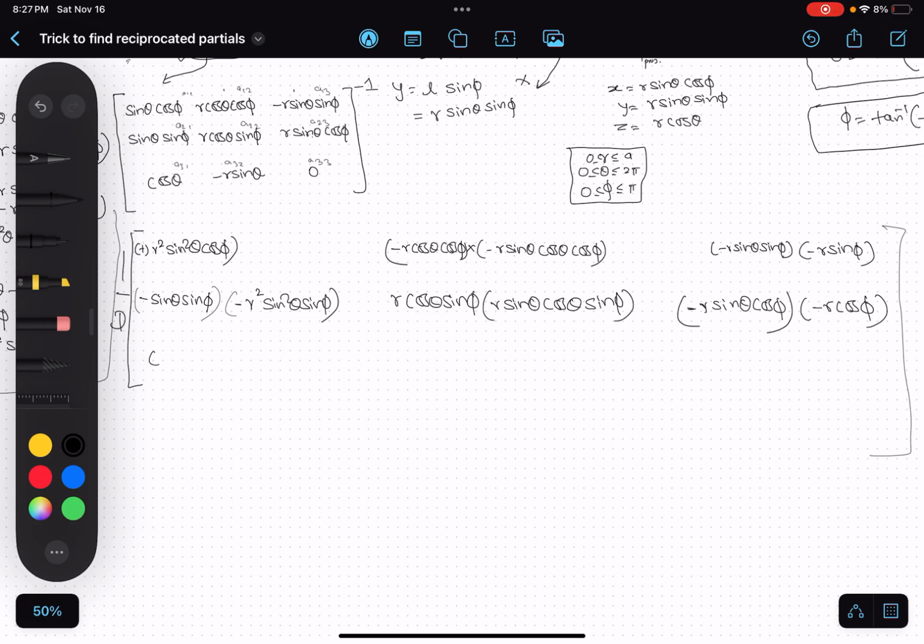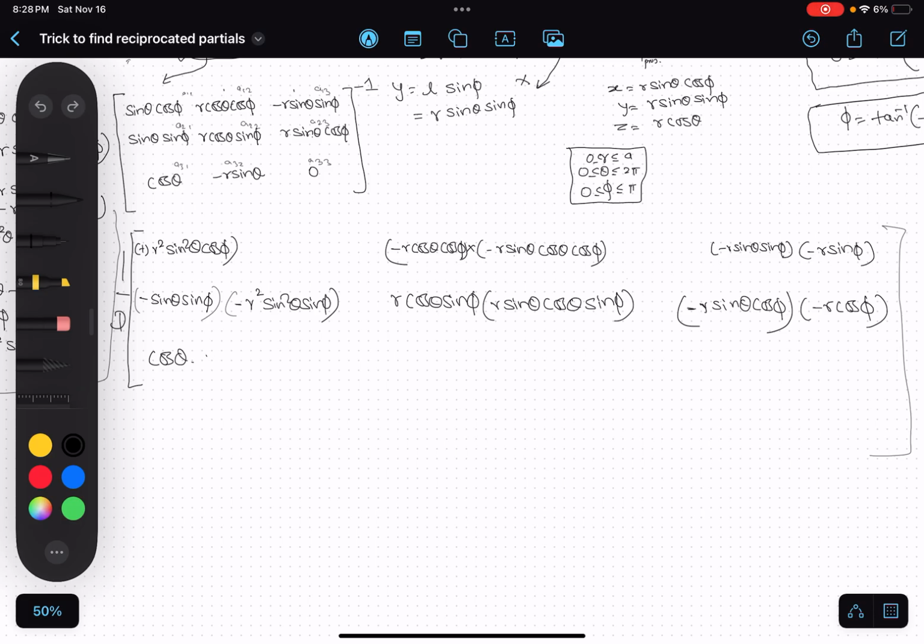Again, this has a plus sign, so just cos theta, and then now I just need to ignore the row and column of this. So the determinant of the remaining things, right? Which is just r square sin theta cos square phi plus r square sin cos theta sin square phi.